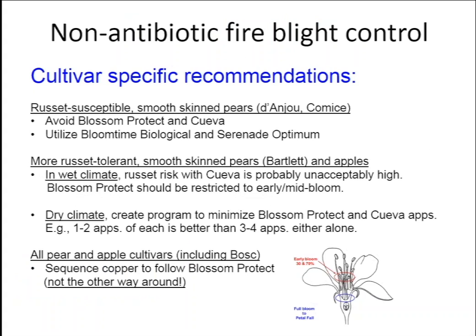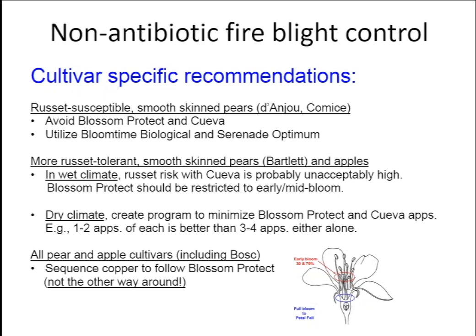So when we're talking about, say, Anjou pears or Comice pears, we're just telling people to be a bit leery unless they're in a really dry environment of materials that can russet their fruit. Blossom Protect and Cueva have shown a bit of that on really sensitive pear cultivars. The alternative would be Bloom Time Biological and Serenade, though not as effective as Blossom Protect and Cueva, of course. You're giving up efficacy for safety in this case.